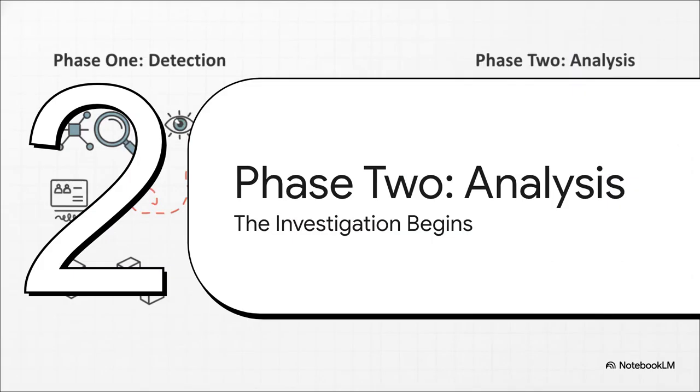Okay, so our digital guard dog is barking. An alert has gone off. But you know, an alert is just a clue. It's not the full story. And this is where the human expert has to step in. This is phase 2, analysis. Now, the real investigation gets started.